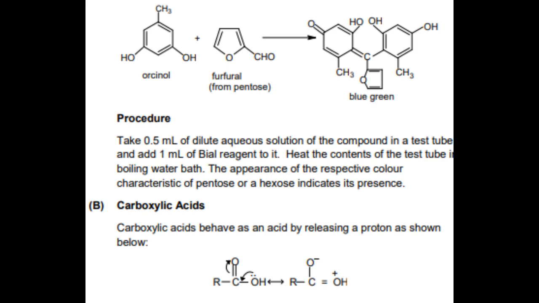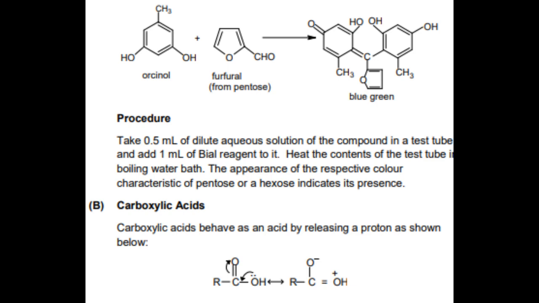Procedure. A solution of sodium bicarbonate in water is prepared and a very small amount of the carboxylic acid is added to this solution taken in a test tube. The appearance of effervescence indicates the presence of a carboxyl group in the compound.